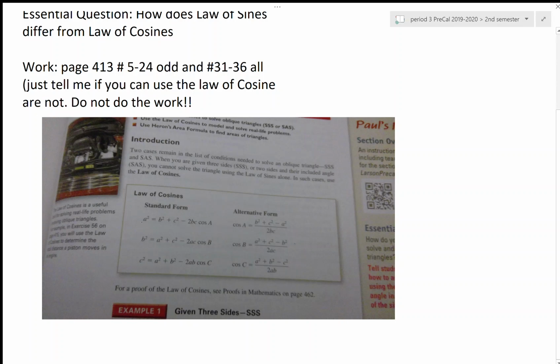When you're looking for A squared, you have B squared plus C squared minus 2BC cosine of A. If you're looking for B, it's A squared plus C squared minus 2AC cosine of B. And if you're looking for C, you have A squared plus B squared minus 2AB cosine of C. That's when you're looking for a side. If you're looking for an angle, you can use these formulas over here.